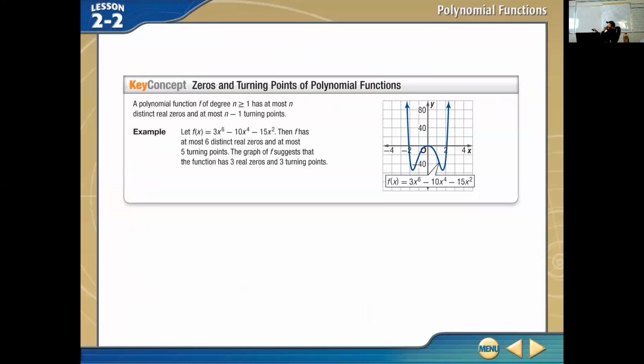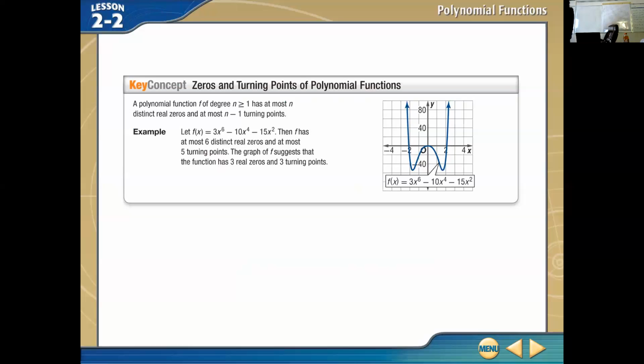Okay, here's the next key concept. Once again, it's always going to be centered around this leading coefficient, or the term that has the highest exponent. It says a polynomial function f of degree n, where n is greater than 1, has at most n real zeros and at most n minus 1 turning points. So it's easier said with the example.